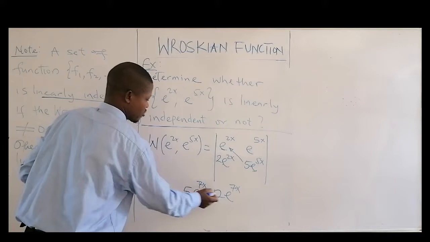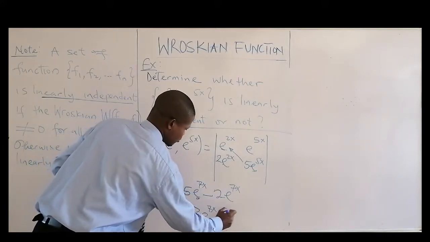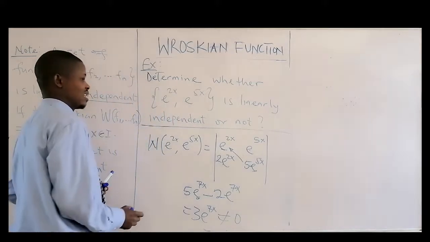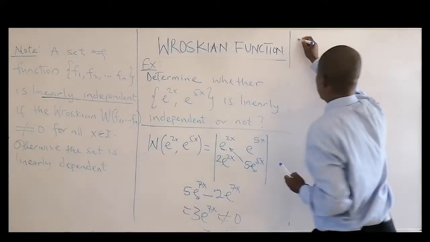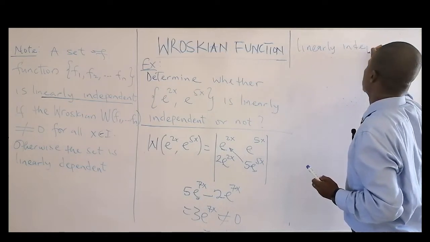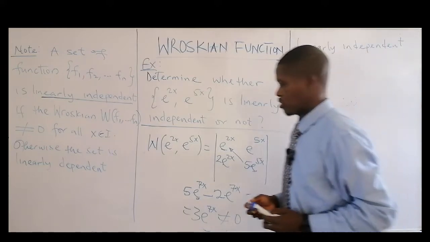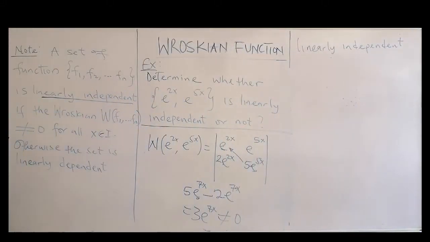For you to add or subtract, the power of the exponential function must be the same. So that will be equal to 5 minus 2, which is 3e^(7x), which is not equal to zero. So in that case, it is linearly independent. It's linearly independent because the Wronskian is not equal to zero.